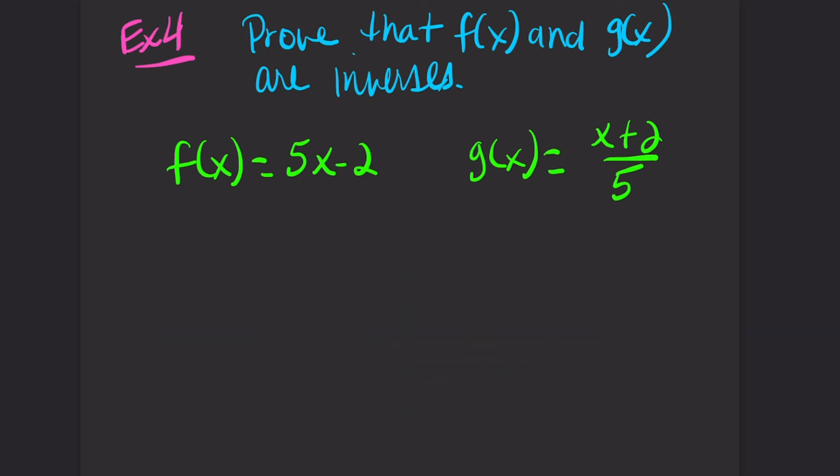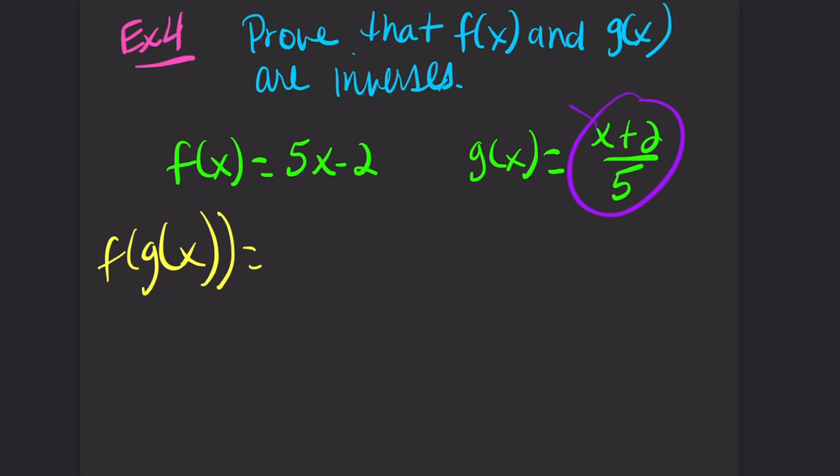Okay, so let's start with f of g of x. Notice that we no longer have an x value here, so this is a little bit different. For these types of problems, we are going to take our whole g of x function and put it inside of f of x. We take our inside, which is g of x, and put that inside of f of x every time we see an x. So we have 5 times (x plus 2 over 5) minus 2. Let's simplify and see what we get.